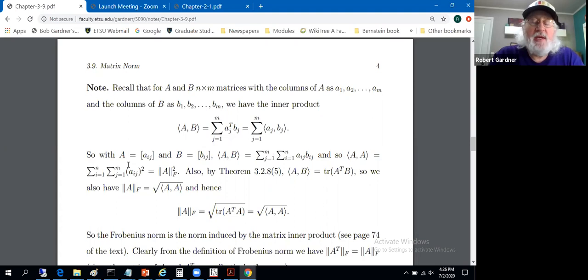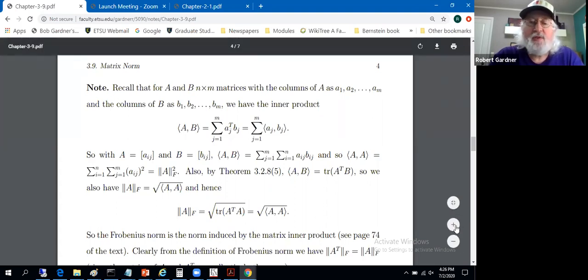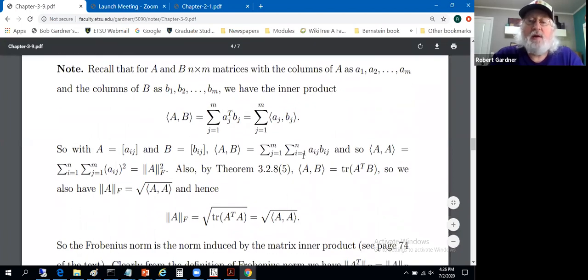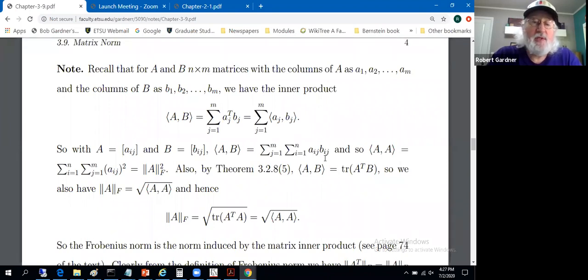If we denote the entries of the matrices with double subscripts, matrix A is lowercase a sub ij, similarly for matrix B, then we get for this inner product, when we expand out the inner products of the columns, a double sum over products of all corresponding entries of the matrices.